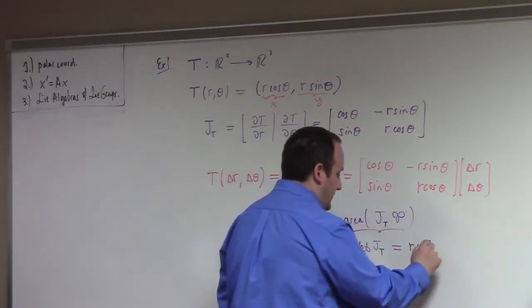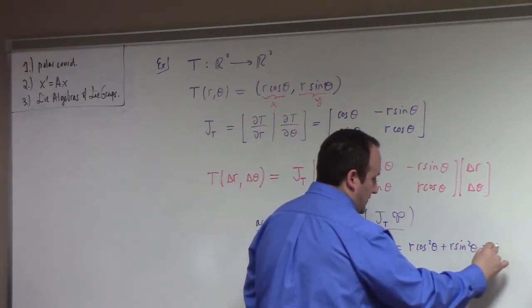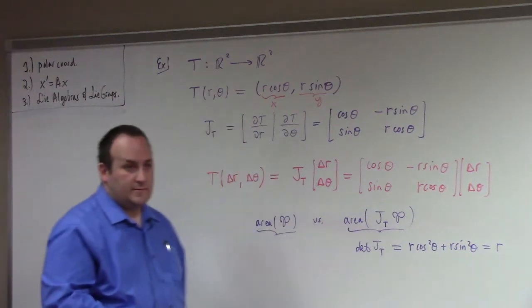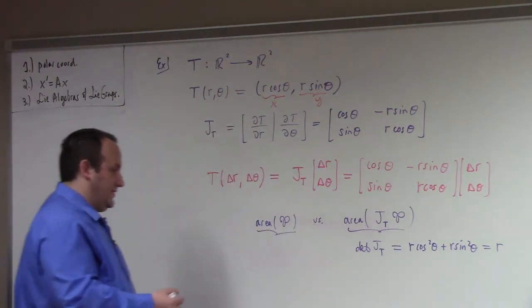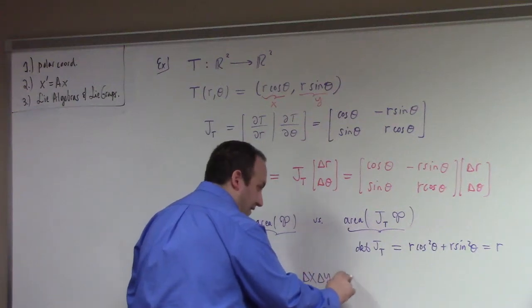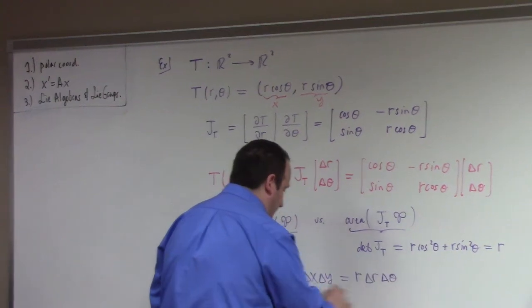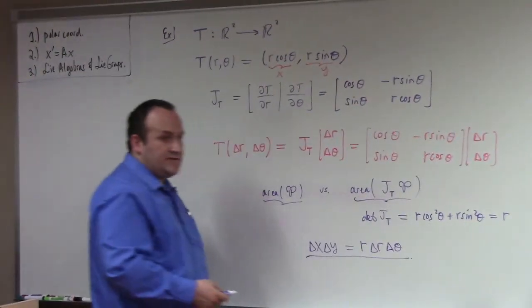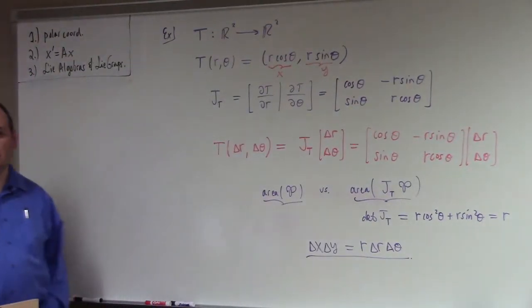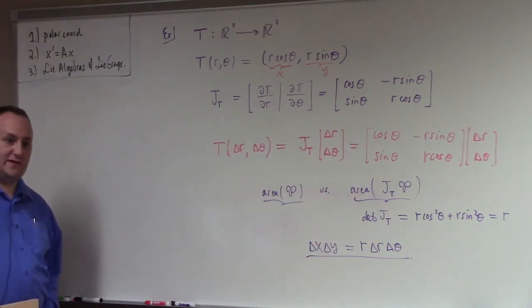We got r cosine squared theta plus r sine squared theta, which is r. So what I'm trying to get across here is that this is why we can rewrite delta x delta y as r times delta r delta theta. You can really just think about that as being a consequence of the fact that the determinant of that Jacobian matrix is r.